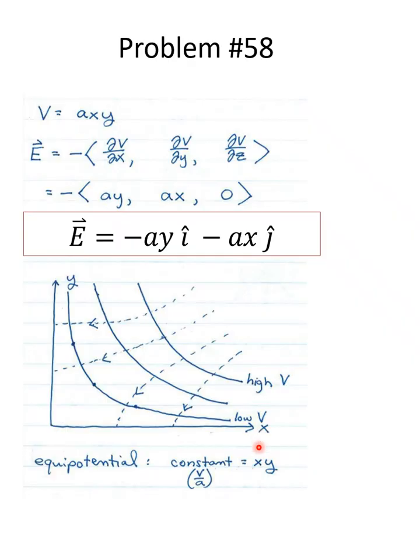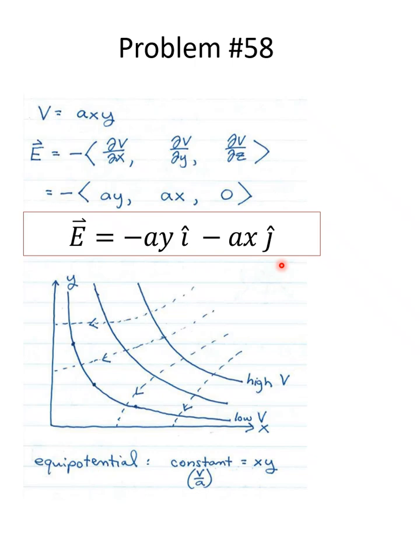Now, the electric field. Electric field is the negative of, and it's a vector, so we're going to have these three components. And so we do the partial differentiation with respect to x, with respect to y, with respect to z. And so with respect to x, this is ay. So that's the x component. With respect to y, it's ax. And with respect to z, it's 0. And remember to take the negative sign there, so we get the electric field vector is negative ay i hat minus ax j hat.